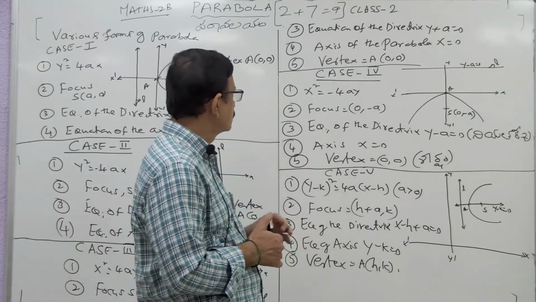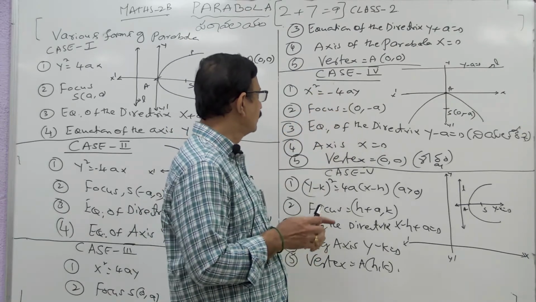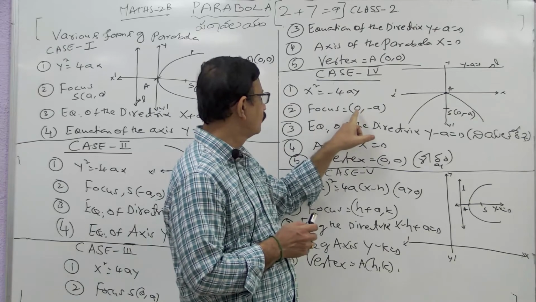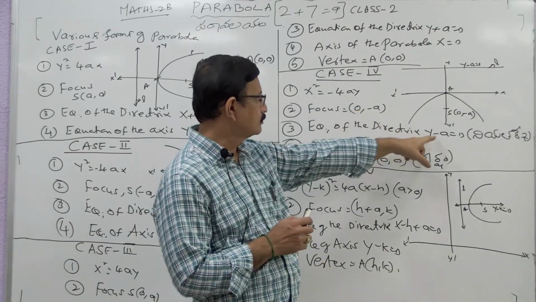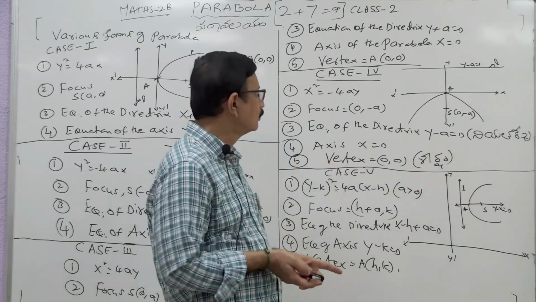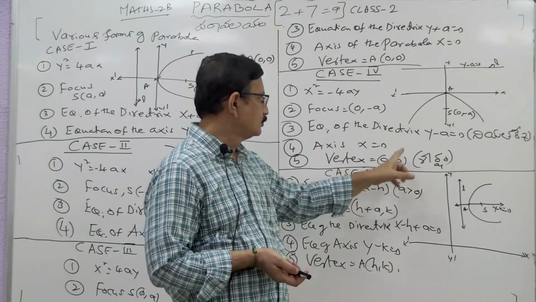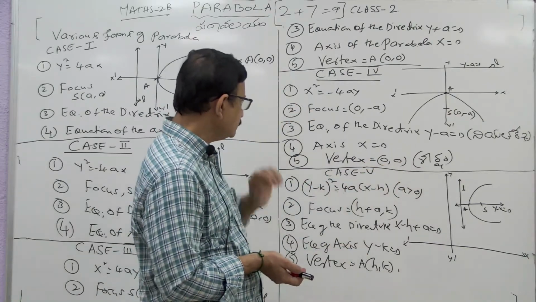So in this case, the equation of the parabola is x square is equal to minus 4ay. The focus is 0 comma minus a, and the equation of the directrix is y minus a is equal to 0. The equation of the axis is x is equal to 0, and the vertex coordinates are 0 comma 0. So this comes under case 4.